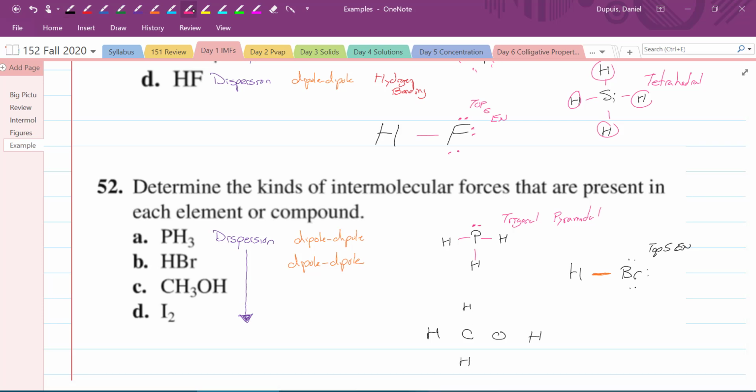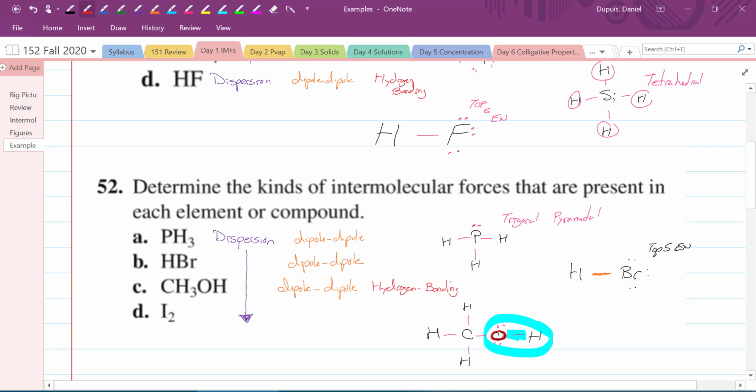We have a top 5 here, right? Oxygen's top 5. So that's definitely not a symmetrical molecule, so we're definitely going to have dipole-dipole here. But if you notice what's going on right here, H is bonded to a terminal oxygen. So in this case, we can actually have hydrogen bonding, because H is bonded to a terminal O.